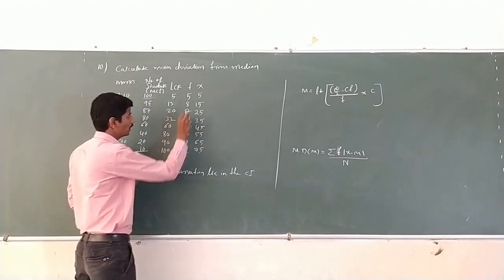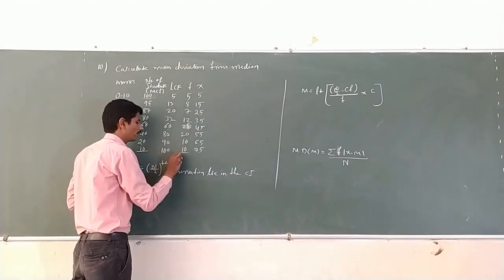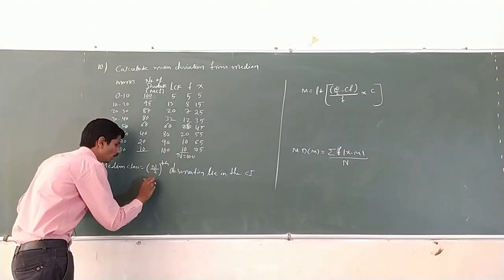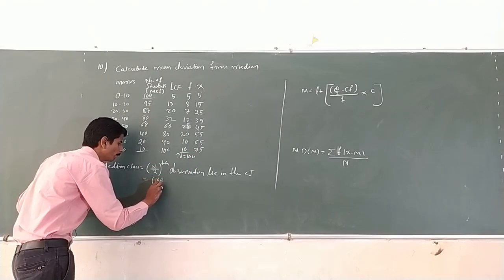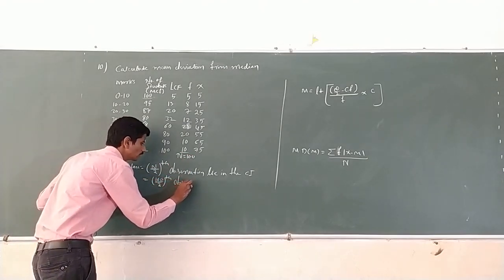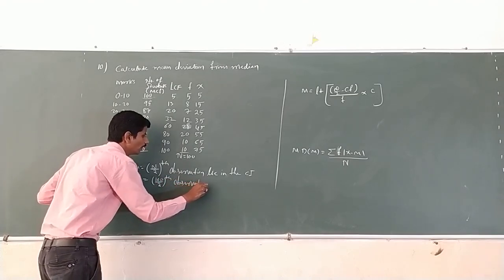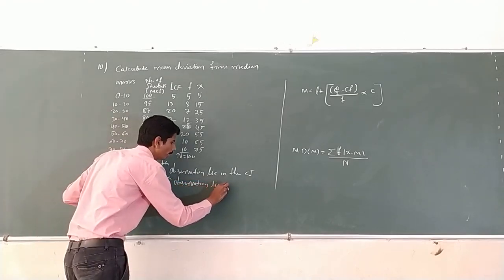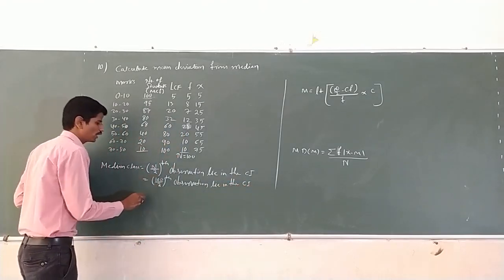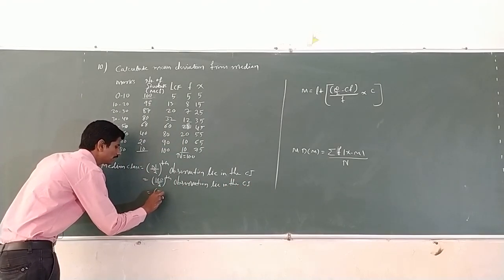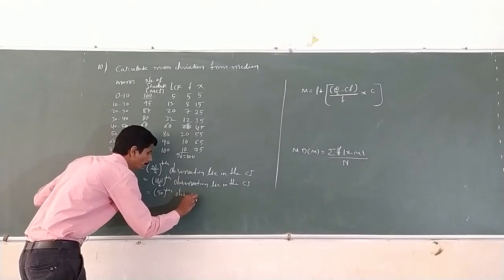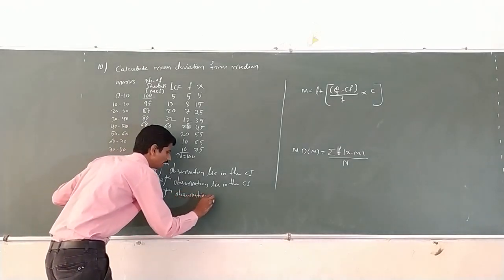Here capital N is 100, the sum is 100. The next, N by 2 is 100 by 2. The 100 by 2th observation lies in the class interval. 100 by 2 is 50, that is the 50th observation. The 50th observation lies in the class interval.